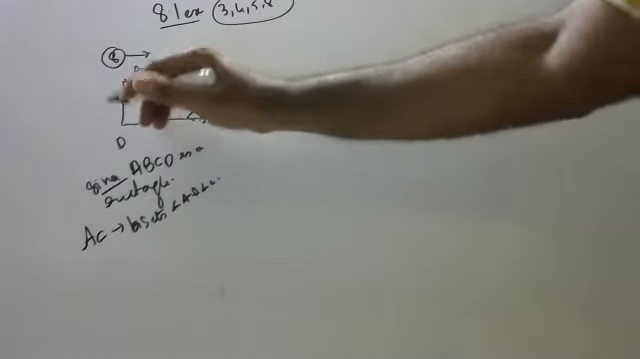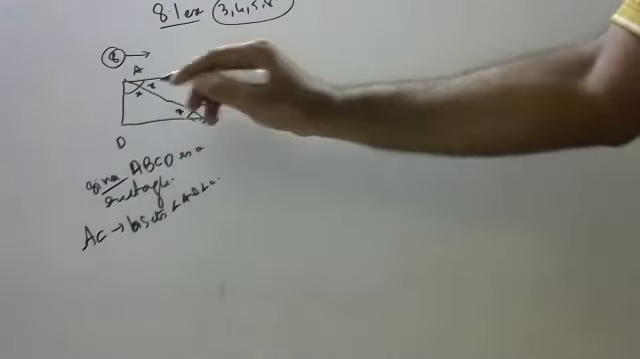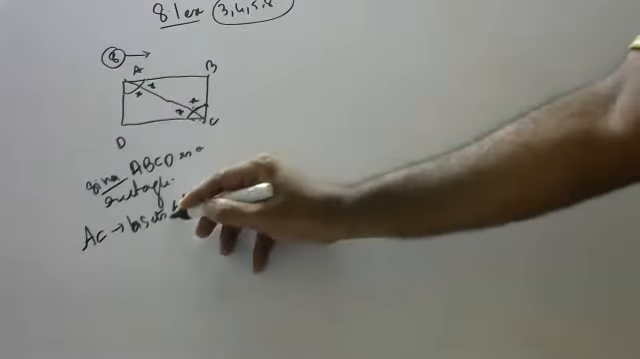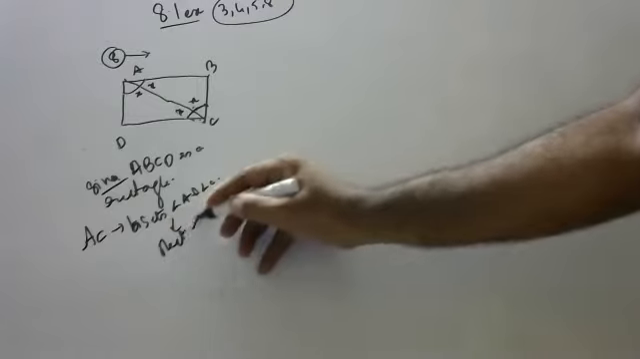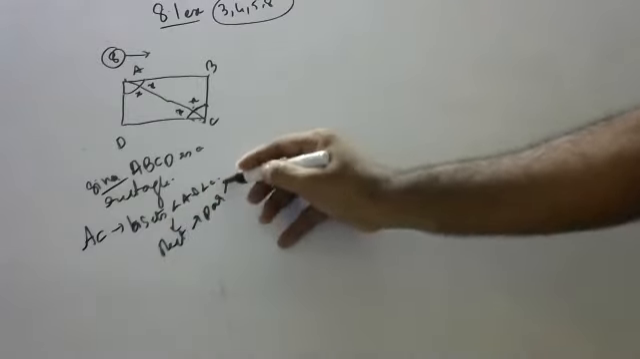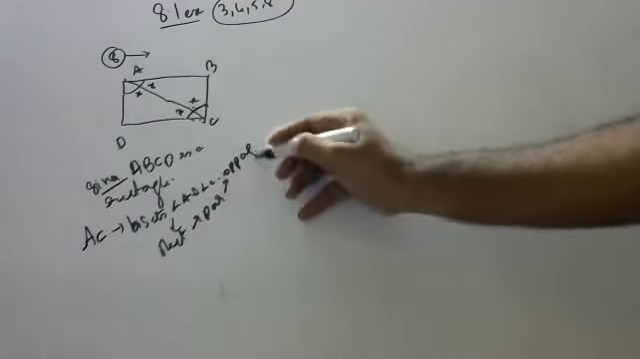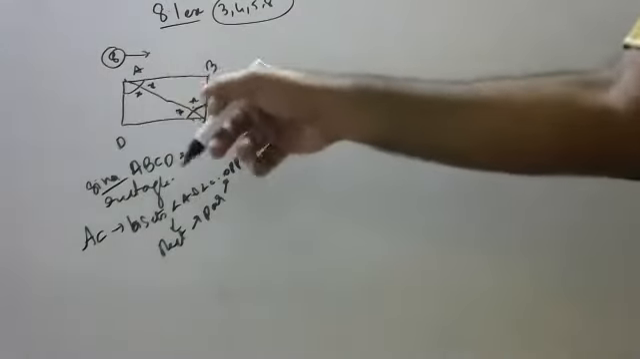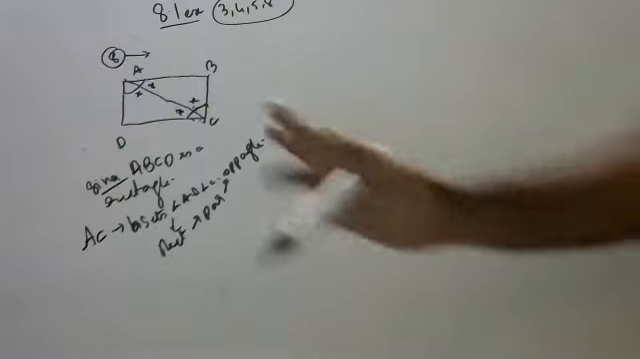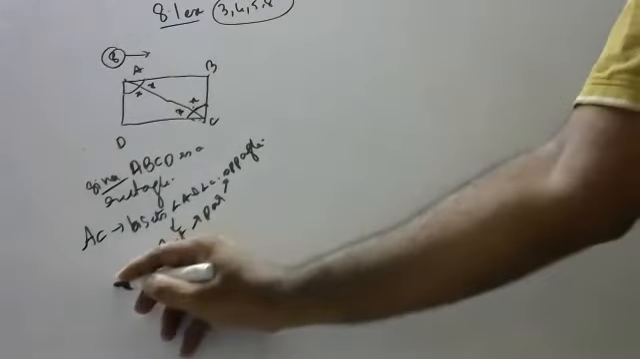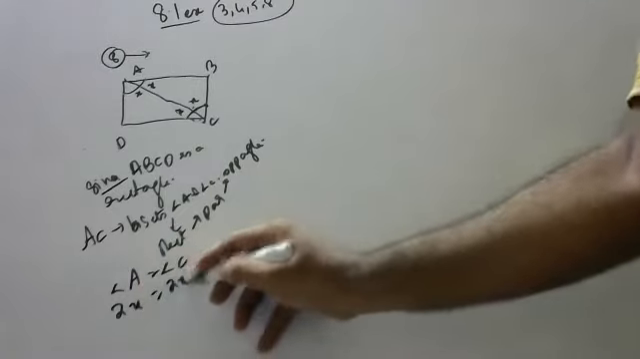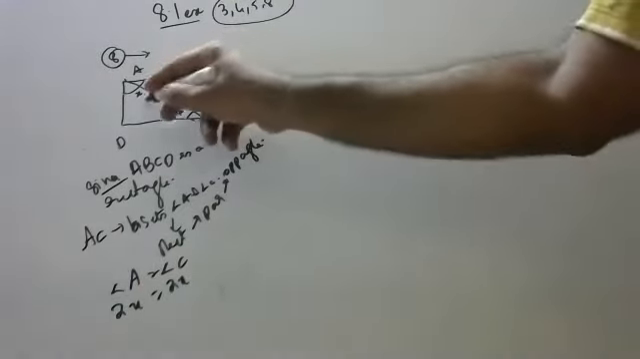Okay, children. Actually, if you want, this is x, this is x, this is also x. Why am I saying like this? Because a rectangle is a parallelogram. In a parallelogram, opposite angles are equal. So if this is x and x, this is also x and x. I mean to say angle A is equal to angle C. So if this is 2x, this is also 2x. Why 2x, 2x? Because AC is bisecting x and x.